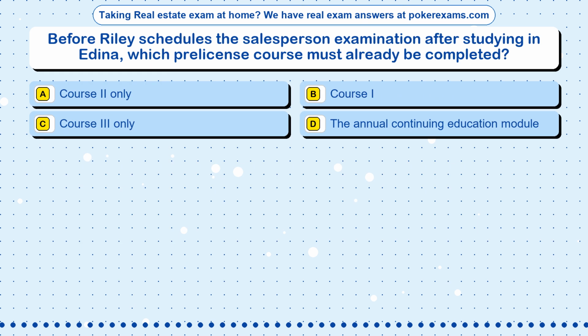Question 50. Before Riley schedules the salesperson examination after studying in Edina, which pre-license course must already be completed? Option A, Course 2 only. Option B, Course I. Option C, Course 3 only. Option D, the annual continuing education module.